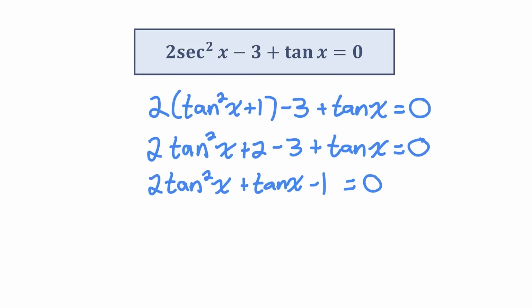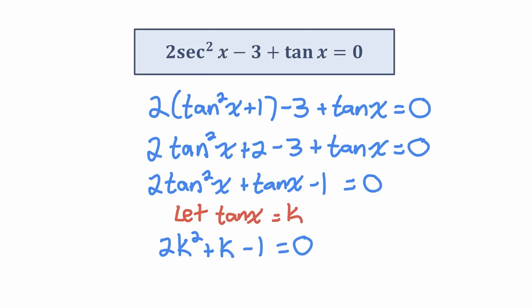I might at this point actually also use a let statement. I'll say let tan x equal k. That'll make this equation look easier. It's just 2k squared plus k minus 1 equals 0. So that looks like an easy quadratic to solve, where I would want numbers that have a product of a times c, so a product of negative 2, and a sum of the b value, which is 1. The numbers that satisfy that product and sum are 2 and negative 1.